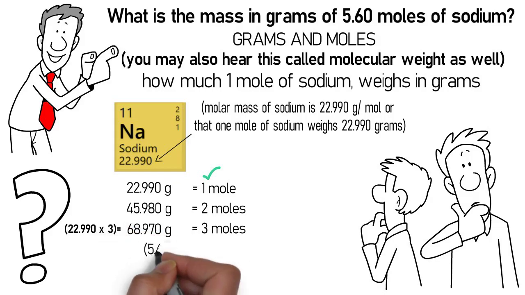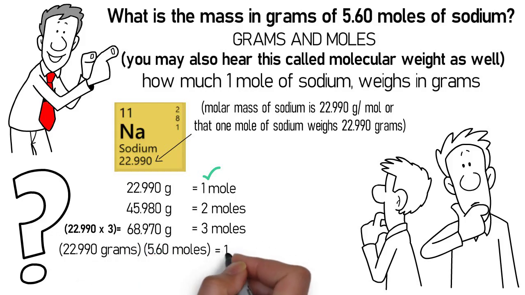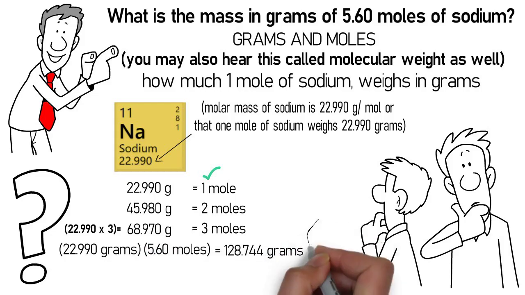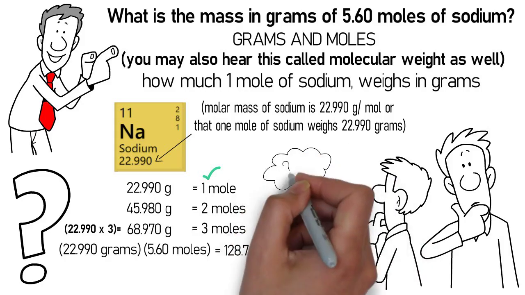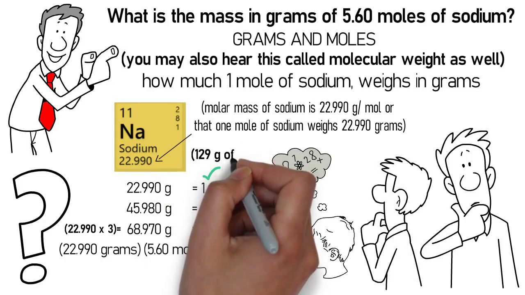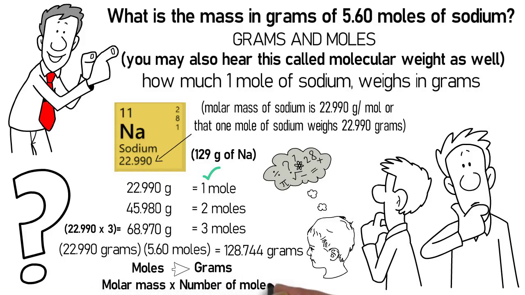In our problem, we have 5.60 moles, so we will multiply our weight for 1 mole of sodium, which is 22.990 grams, by 5.60. Upon doing this, we get 128.744 grams. When doing the final answer, your instructor may ask you to round this using significant figures. If that is asked, the answer would be 129 grams of sodium. To sum this up, when going from moles to grams, I will multiply the molar mass by the number of moles I have. Now let's do this using the conversion method.